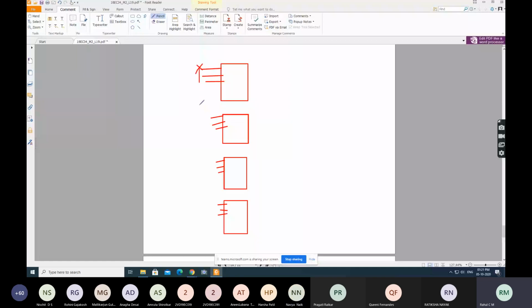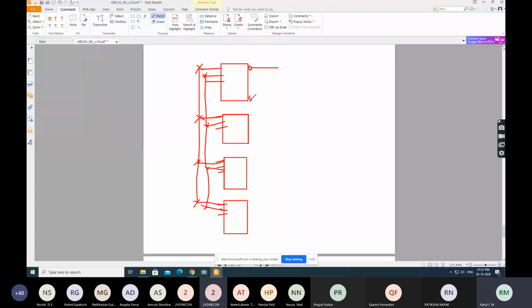I'll draw a vertical line, and this vertical line will short here, here, and here. Understanding? Similarly, a vertical line for B. It will be shorted here, here, and here. Understanding, everyone?